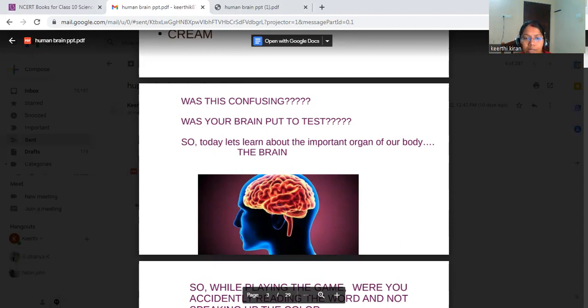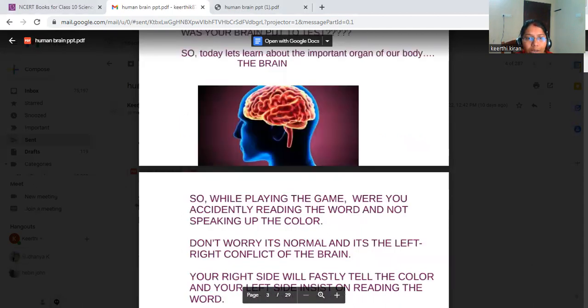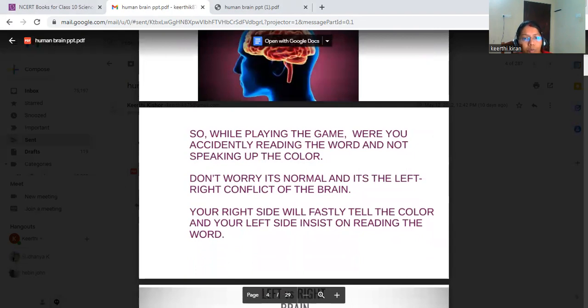While playing this game, you were accidentally reading the word and not reading the color, right? That is completely normal. You don't need to worry. It is because of the conflict between the left and right sides of the brain. The right side will first tell us the color, and the left side will insist on reading the word. Understand?